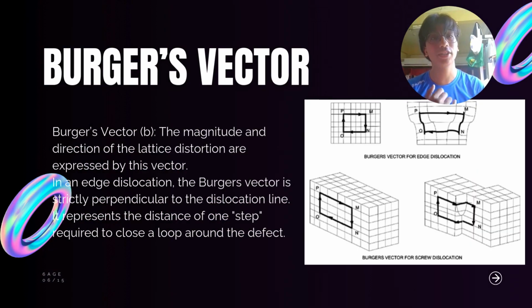Now moving on to Burgers vector. Burgers vector is the magnitude and direction of the lattice distortion expressed by this vector. In an edge dislocation or edge defect, the Burgers vector is strictly perpendicular to the dislocation line. It represents the distance from one step required to close a loop around the defect.